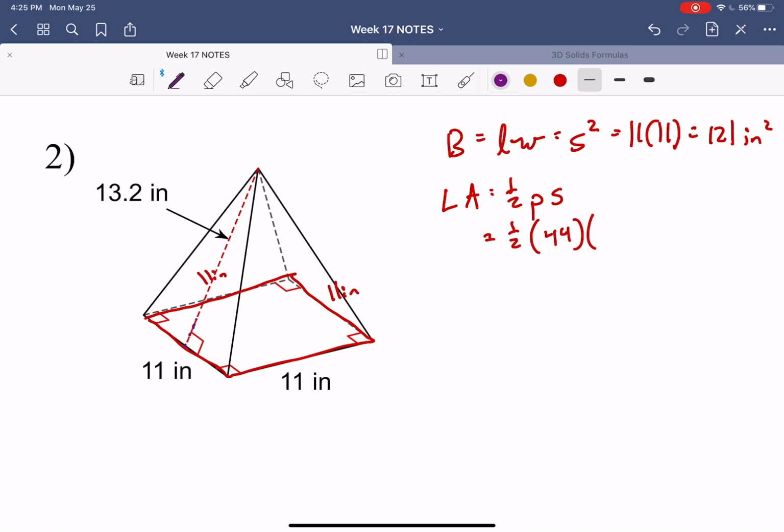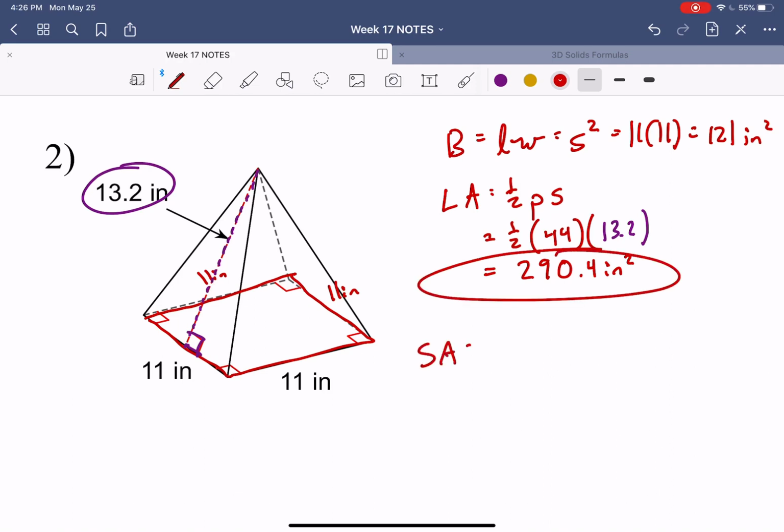And the slant height, right, it looks diagonal, but it's just the height of the actual face. So we're looking for that line that goes up and down the face, which is that 13.2. So if we plug this into our calculator, we get 1/2 times 44 times 13.2, and we get 290.4 square inches. So that's our lateral area.